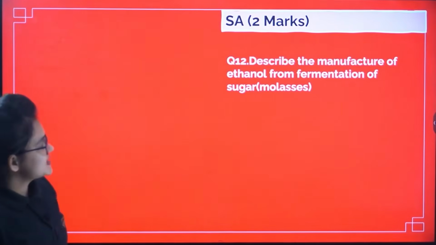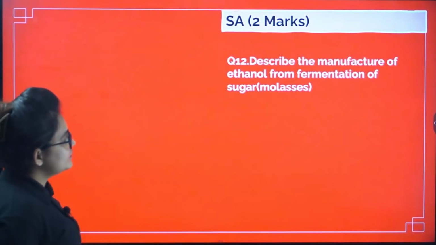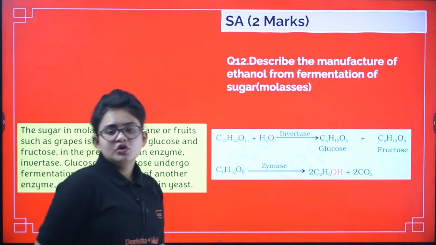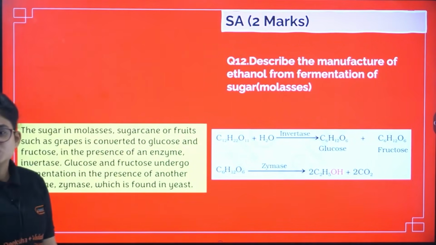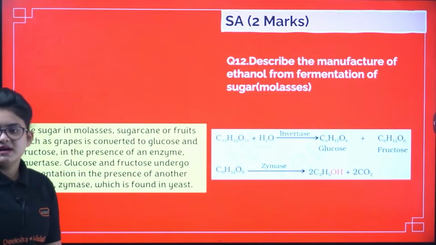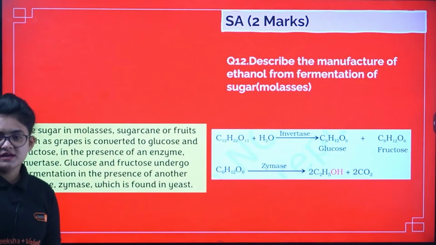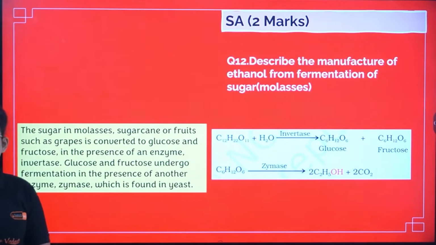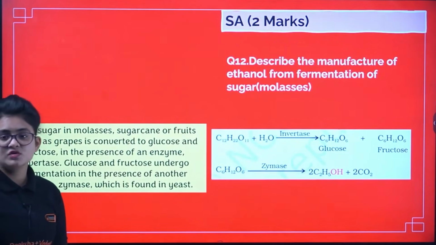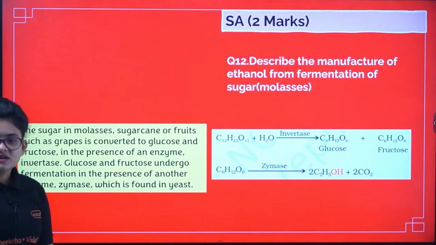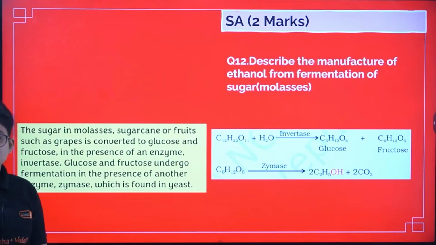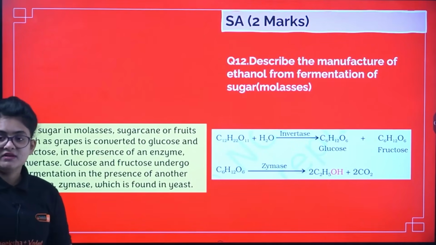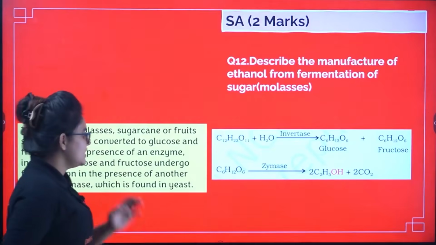Let's proceed. Describe the manufacture of ethanol from fermentation of sugar. Sugar on being hydrolyzed gives glucose and fructose. Commercially you have to use an enzyme, invertase. Later the glucose and fructose undergo fermentation in the presence of another enzyme called zymase, which gives the alcohol, that is ethanol. I guess it's clear.